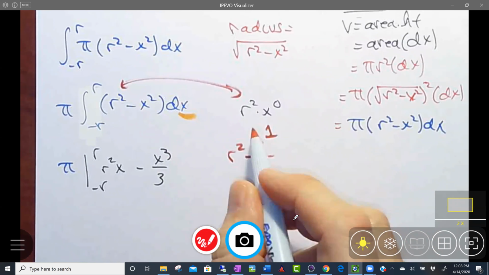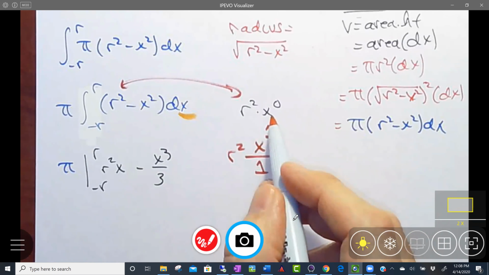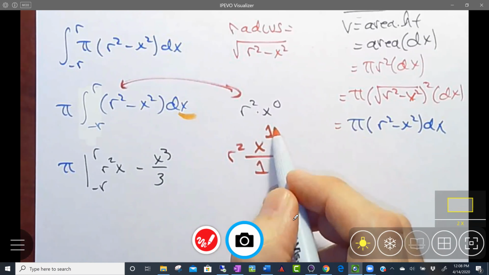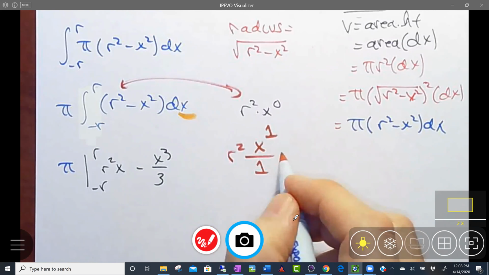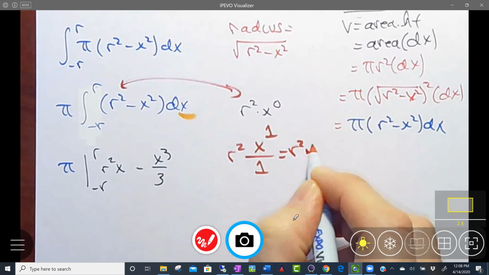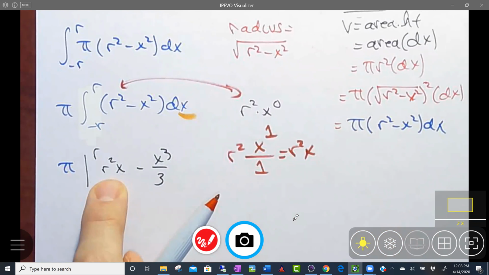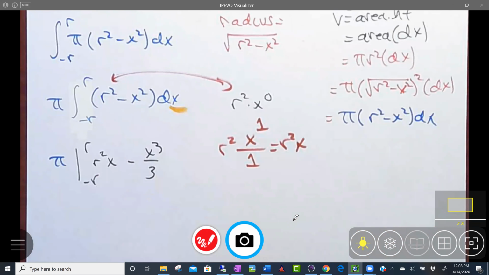So it leaves me with my constant, which is r squared, times x to the first power divided by 1, or basically just r squared times x. Does that help out? Yes. Okay, good. So let's fill in some values here.